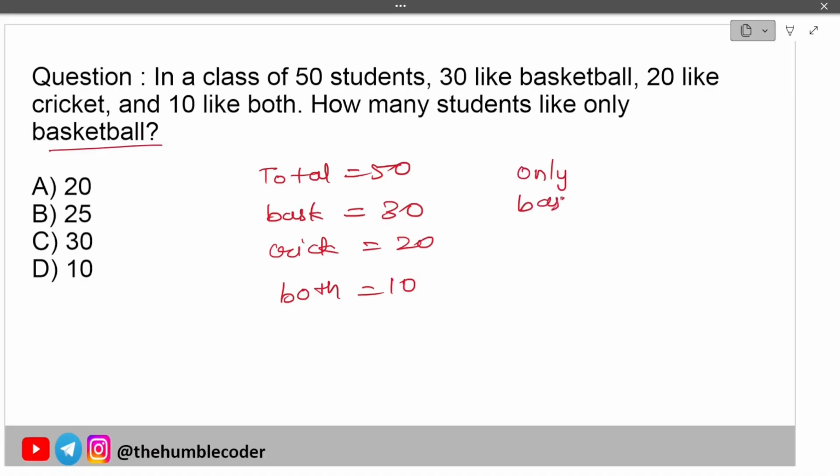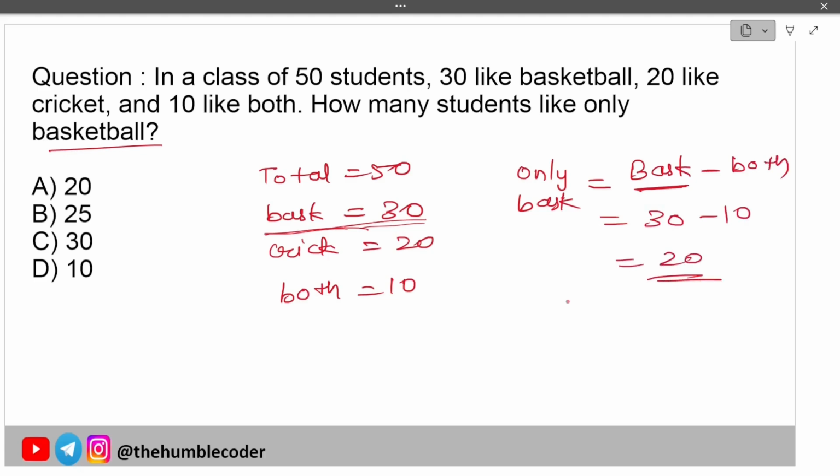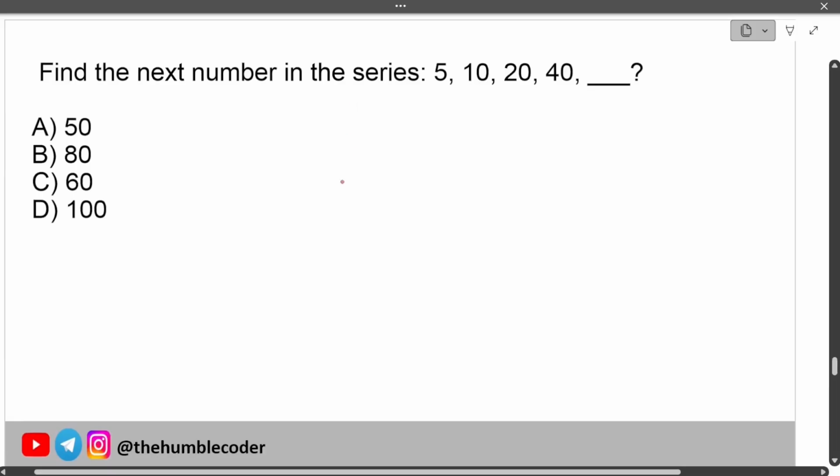Now we are asked only basketball. So how will we find out? We will find out who likes basketball, that is, the basketball ones who can also like another sport too, and then from that we will subtract the both ones. Okay, so 30 minus 10 will give us 20. This will give us the ones who like only basketball, which are 20. Okay, the answer is option number A. Okay, so let's now move on to the next question.